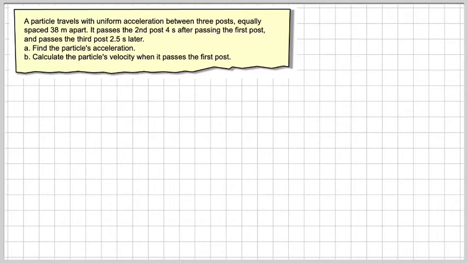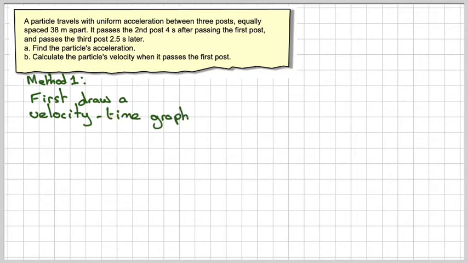Now, there are two ways of doing this, so I'm going to show you both ways. Method 1 involves a little bit more working, but it does lead to easier simultaneous equations to solve. What you should do in this situation for both methods is draw a velocity time graph.